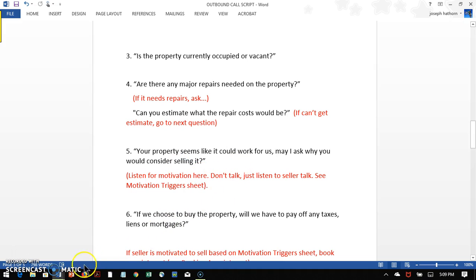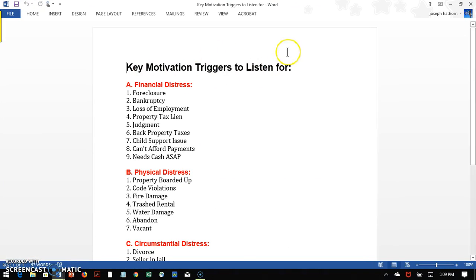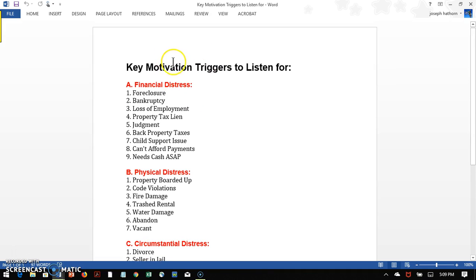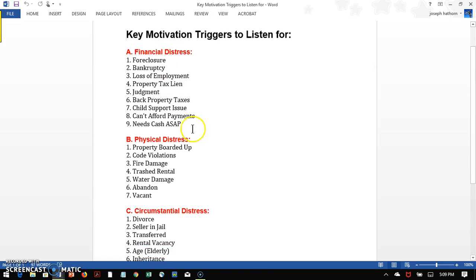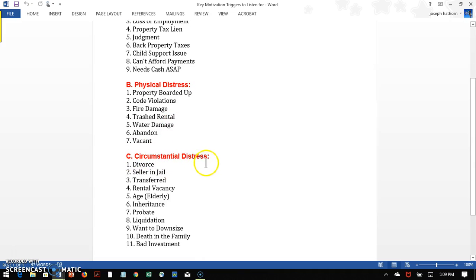And what I'm going to do is you want to have your key motivation triggers sheet up. When you're doing your calls, you want to keep this sheet up. If you don't keep it up, at least know exactly what a motivated seller is. This is very important, okay? So I'm going to go through it very briefly here. So again, you're looking for financial distress, physical distress, circumstantial distress.